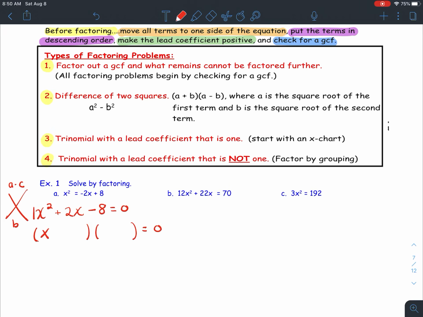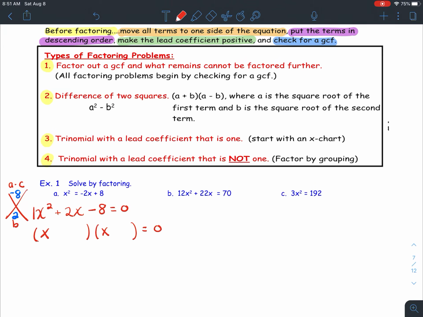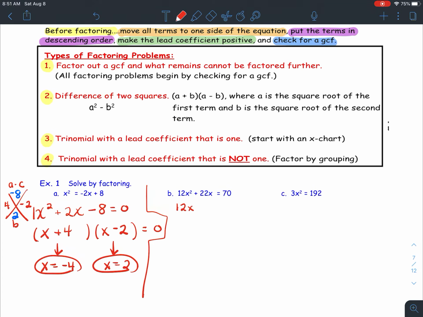Okay, when your lead coefficient is a 1, this problem's a little bit easier. We don't need to use that factoring by grouping technique. You can kind of jump right to the parentheses. You can put an X at the beginning of each set of parentheses. A times C is -8. The B is +2. The two numbers that would multiply to be -8 but add to be +2 are +4 and -2. So this is how that would look factored. And then we take this one step further and we set each factor equal to 0 and solve for x. And we get our two answers of -4 and +2.